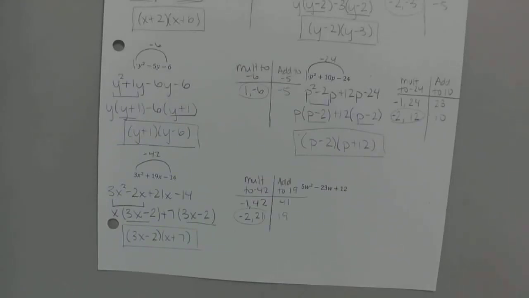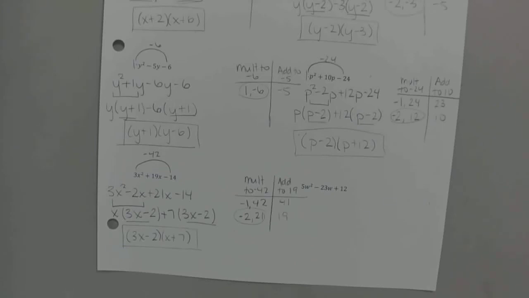So 3x minus 2 will come out in front, and then x plus 7 goes behind it. And this is one where, Gavin, were you able to do it just kind of looking at it? Yeah. Okay. So this is one where trial and error you can do, but 42 has a lot of factors. You know what I mean?